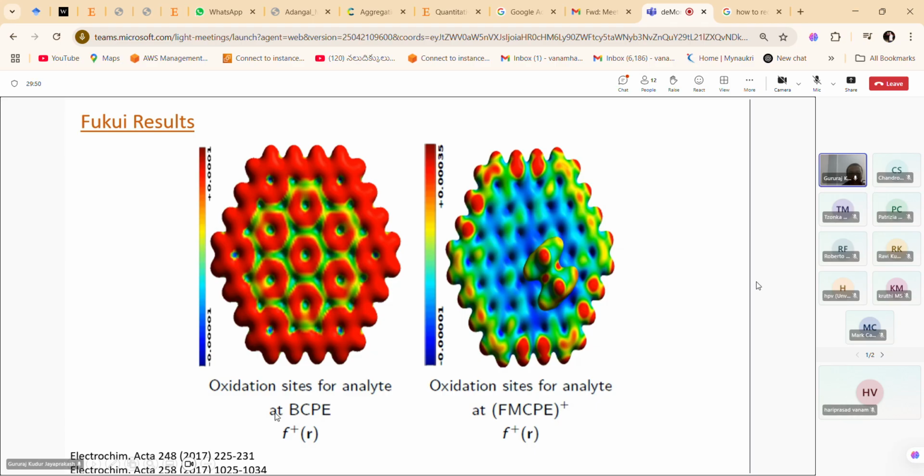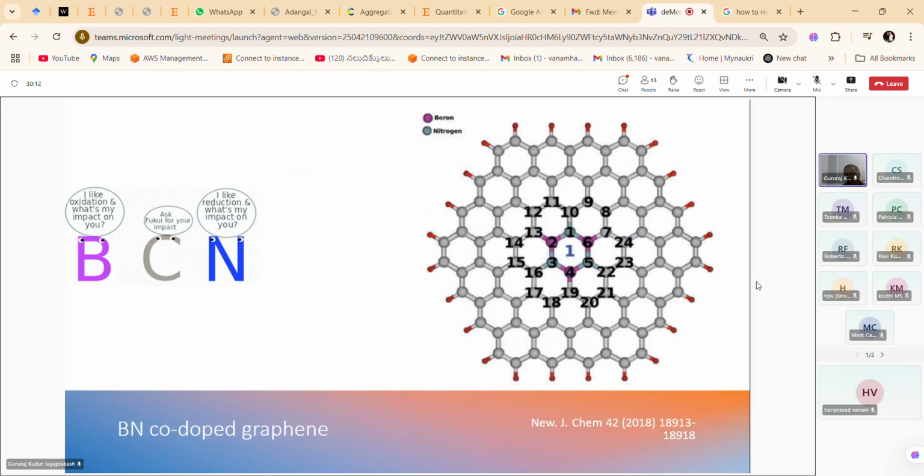Similarly, for the reduction, we can look at the LUMO orbitals of the carbon. Again, all carbon atoms have an equal probability, but in the presence of ferrocene, with the iron in the +1 state, the iron has the highest probability to get the electron.